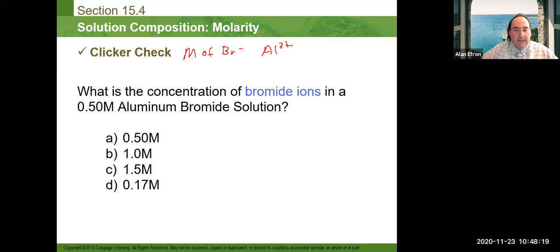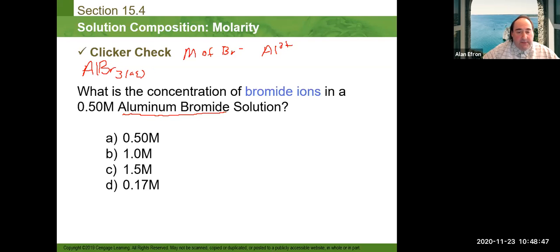Okay, let's take a look and see how we're doing. First off, the most important thing is to get the correct formula. This goes back to what we talked about with ionic compounds. We have a -1 for our bromide, a +3 for our aluminum. So the first important part is the correct formula of AlBr3 for our ionic compound.